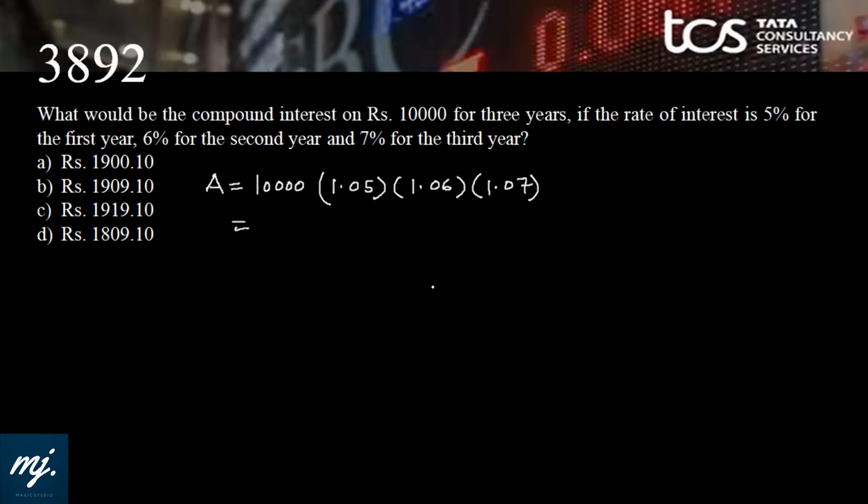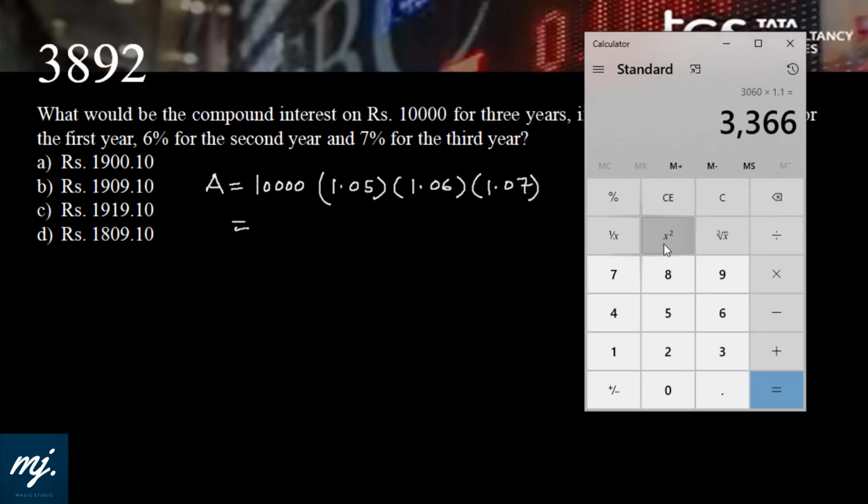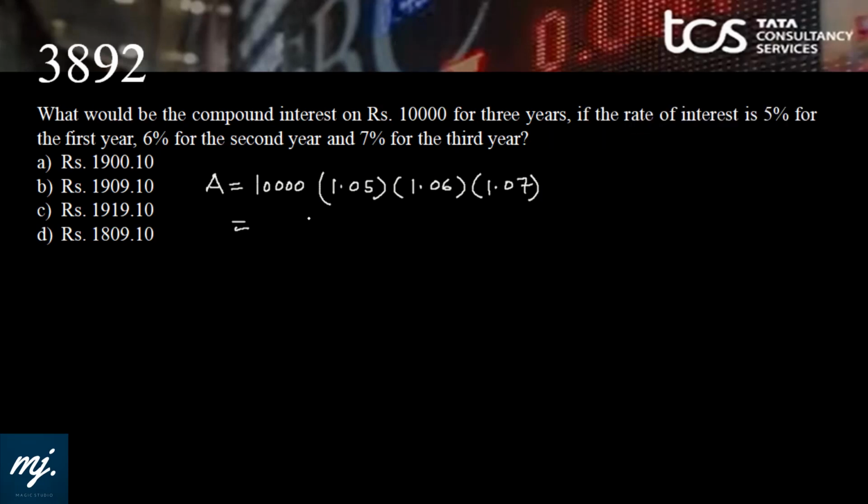And now if we want, we can use our calculator for multiplying this. So the calculator value that we'll get would be 10,000 into 1.05 into 1.06 into 1.07. That would be 11909.10. So compound interest would be amount minus principal. From this amount 11,909.1, if we deduct 10,000, we'll get 1909.10, and 1909.10 features in option B.